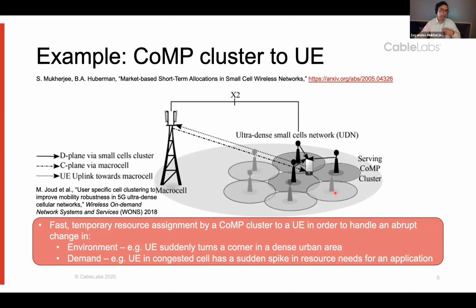Now, why might we require a situation like this, where a CoMP cluster is required to transmit to a UE, and we want to apply AI and machine learning as well as market-based resource allocation schemes? We feel this may be called for if there's a fast, temporary additional resource assignment required in order to handle some abrupt change, either in the environment or in the demand.